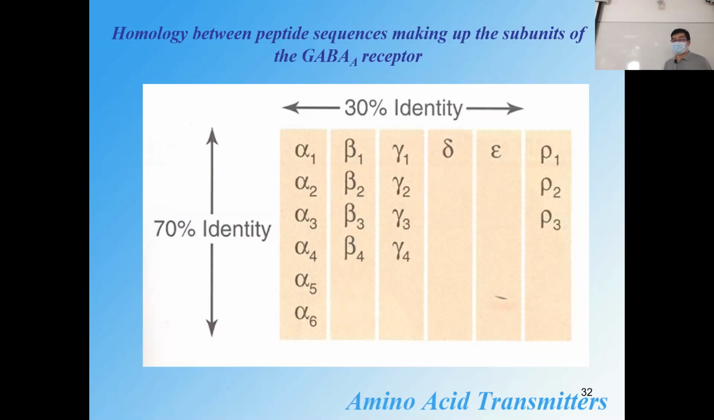So again, you can see that there are alpha 1 to alpha 6, beta 1 to beta 4, gamma 1 to gamma 4, and there are also other minor ones. You can see the identity across and down. So you can have all these combinations to make the channels more sensitive or less sensitive depending on the places, and also how the neurons respond. So that's the reason why it is always like this. There are different subunits, so you can have different modulation, depending on the neurons.